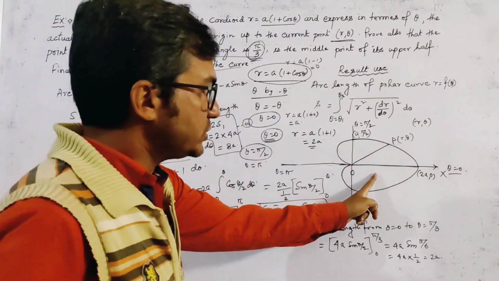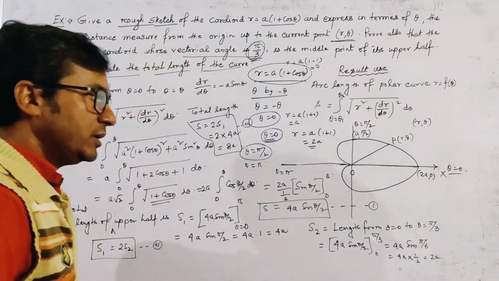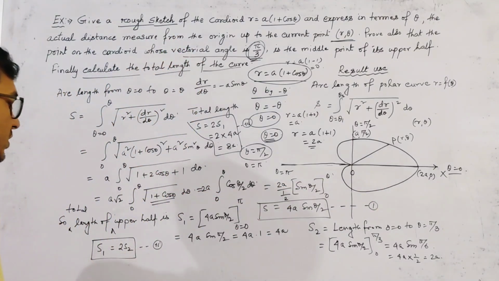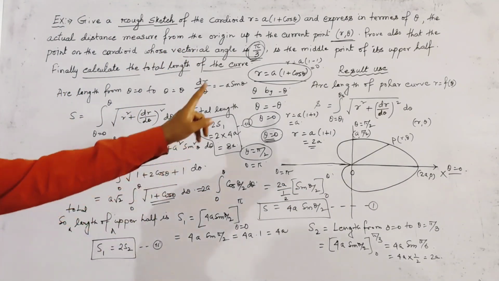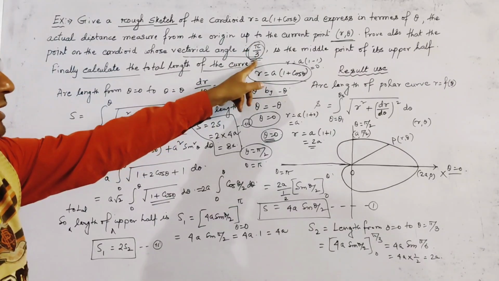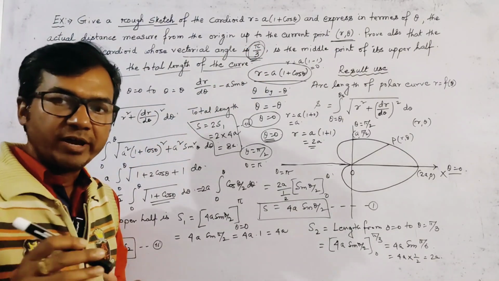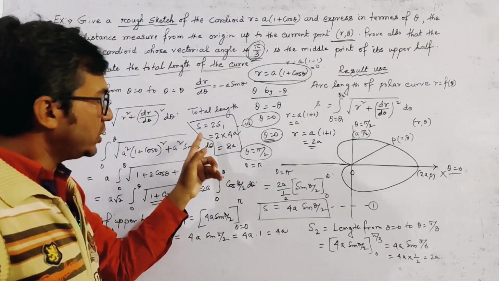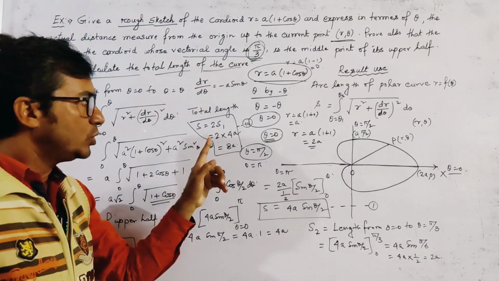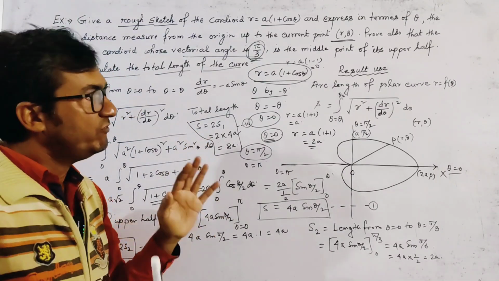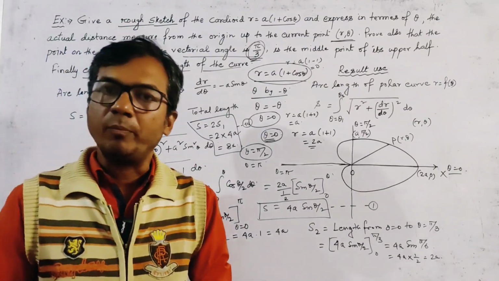First one is the rough sketch of the cardioid. Second one is to find that theta equal to pi by 3 is the middle point of the upper half. And the final result of this problem is total length equal to 8a. Okay, a very important problem of arc length.